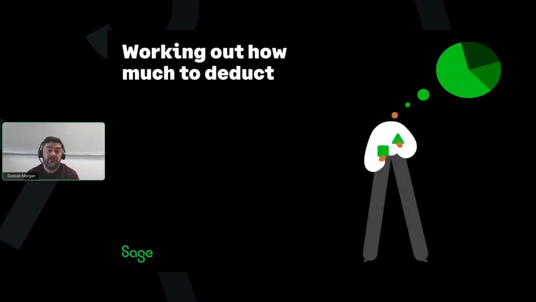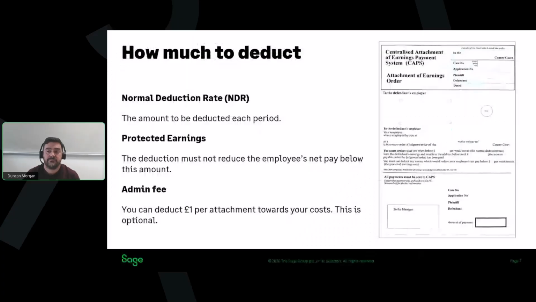Now, when you do receive an attachment, you will need to work out how much you need to deduct from your employee's pay, and you'll be instructed to do this in one of two ways. So you may be asked to deduct a specific amount each period, known as a normal deduction rate, or NDR for short. So that tells you exactly how much you should deduct from your employee's pay each period.